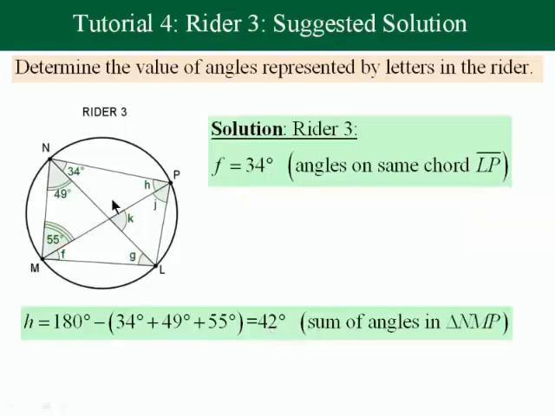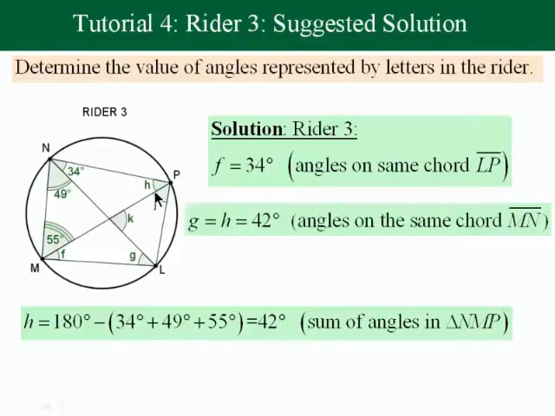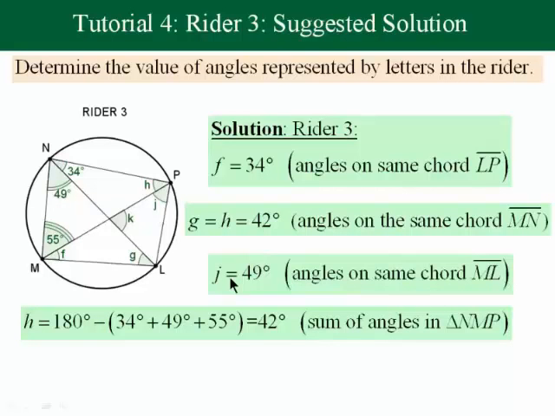Let us look at a suggested solution to the last exercise, so we can then calculate H to be 42 degrees. Once we know that H is 42, we can say that G must also be 42, because they are angles on the same chord MN. And then we can conclude that J must be 49.